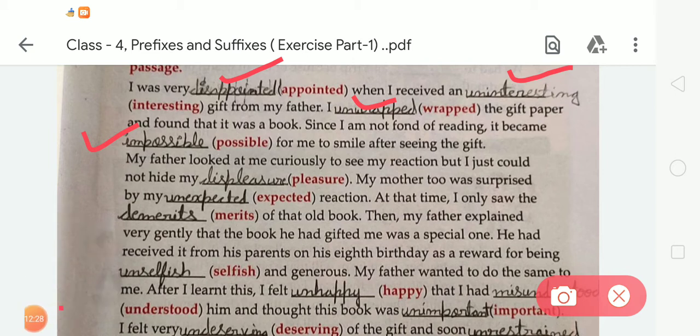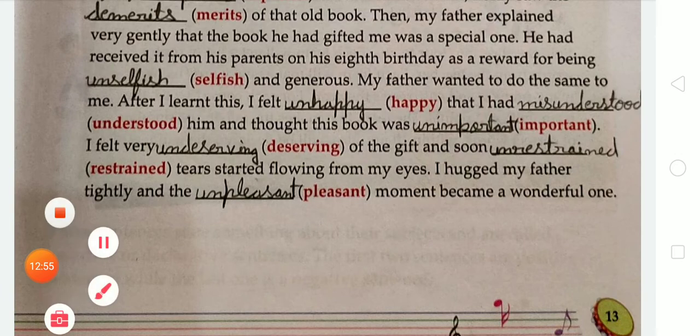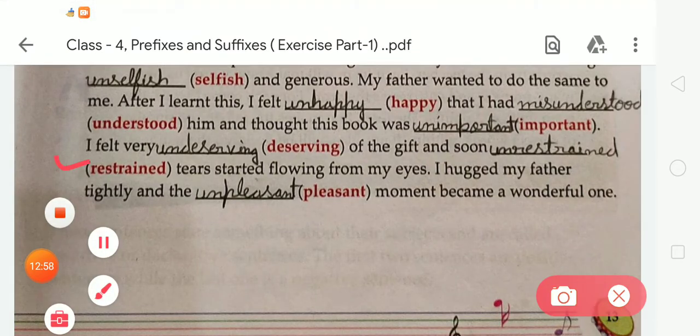had, so it is the word understood, so we have to use here the prefix mis, so it will be misunderstood him and thought this book was, there is a word important, so we have to write here unimportant. I felt very, there is a word deserving, so we have to write here undeserving of the gift, and soon, the given word is restraint, so we have to use the prefix un, so it will be unrestrained.